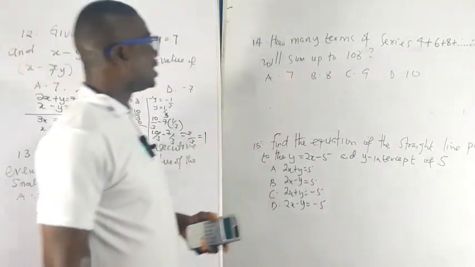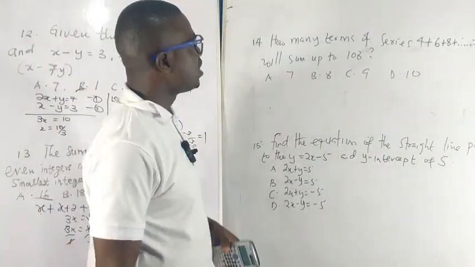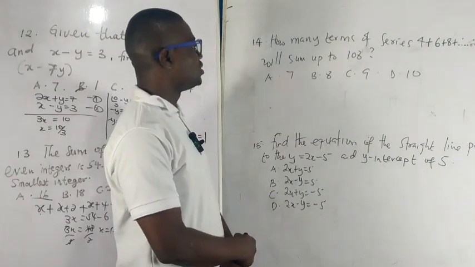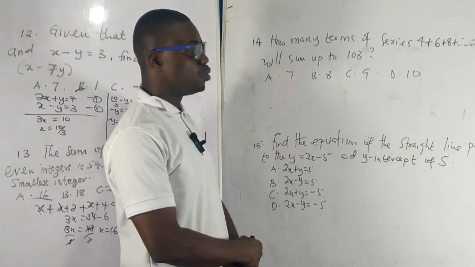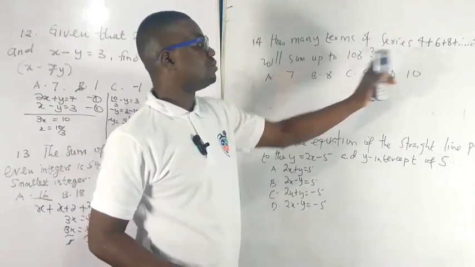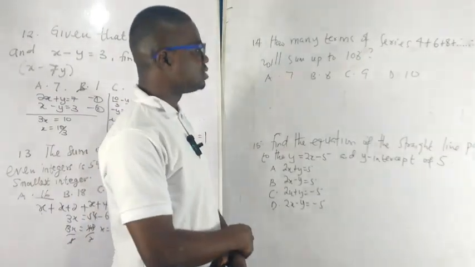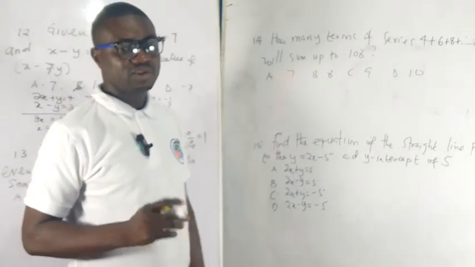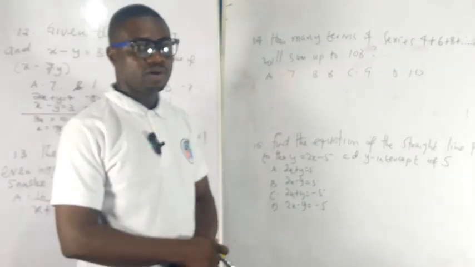Now let's move to the next question. How many terms of the series 4 plus 6 plus 8 and so on give a sum of 108? So we are supposed to know that the sum of these numbers gives you 108. In that case, you have to remember the formula for the sum of an AP.